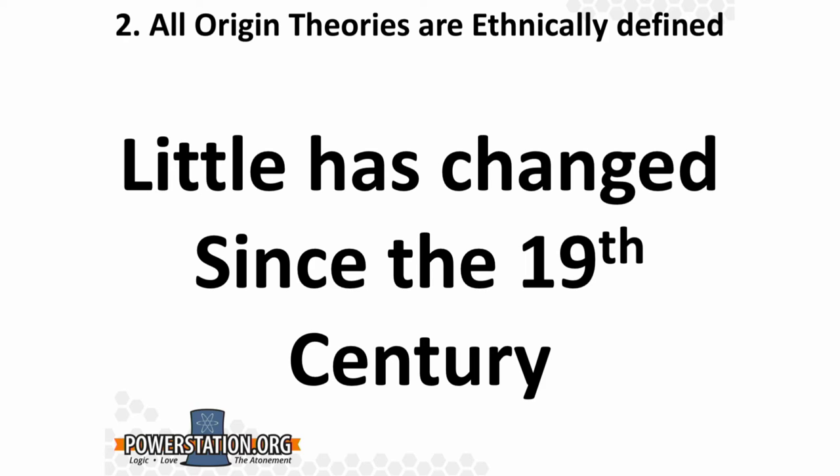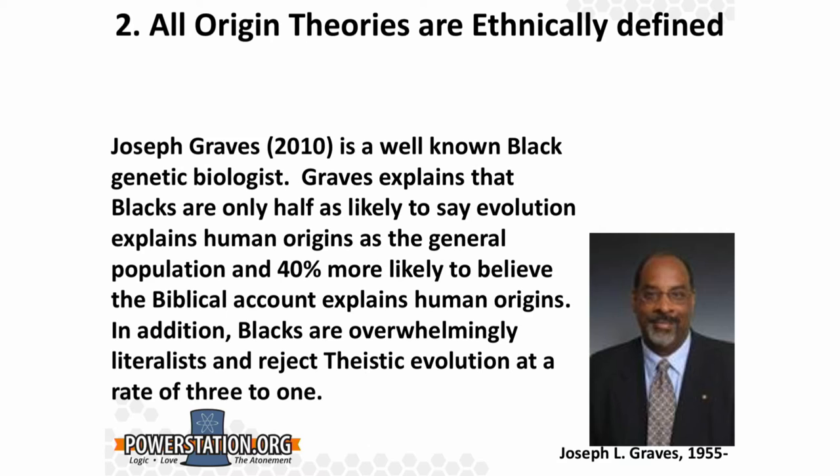Let's take a look. Joseph Graves is a well-known black genetic biologist. I have asked Professor Graves to engage in debate. He's refused. Graves explains that blacks are only half as likely to say evolution explains human origins as the general population. Blacks are only half as likely as the general population to believe in evolution, and 40% more likely to believe the biblical account explains human origins. I agree with him exactly. Graves is right on. In addition, blacks are overwhelmingly literalist. They believe the Bible is literal, the creation happened in six literal days, and they reject theistic evolution at a rate of 3-1.